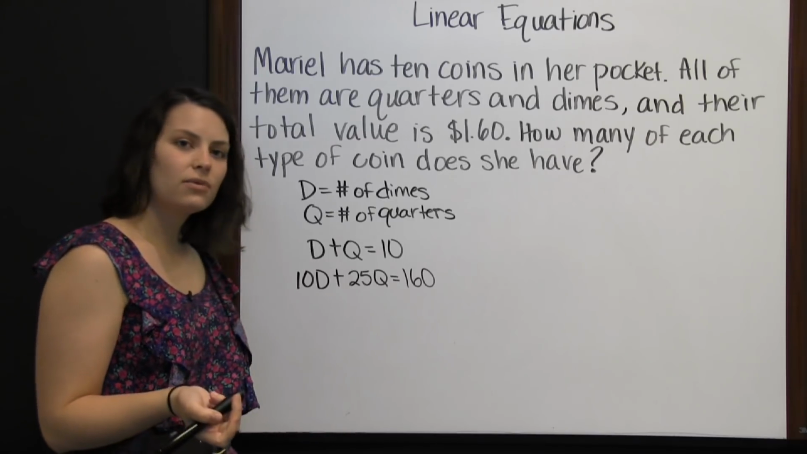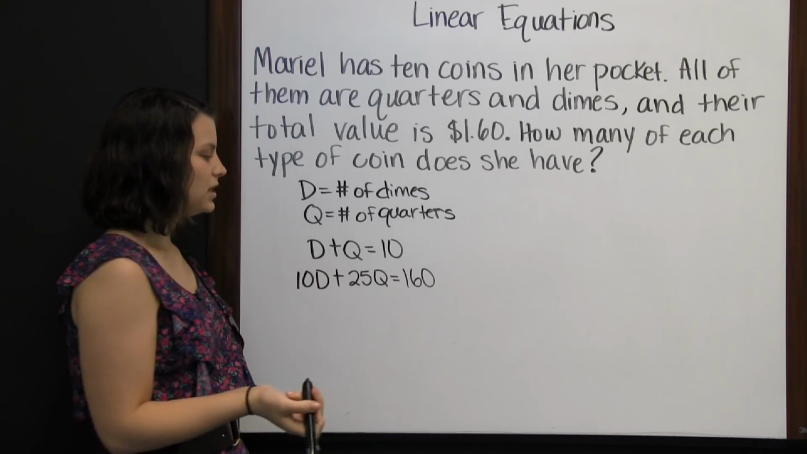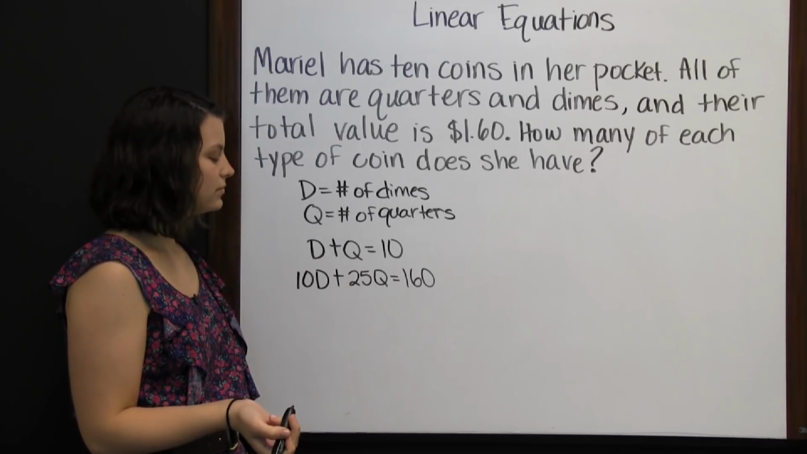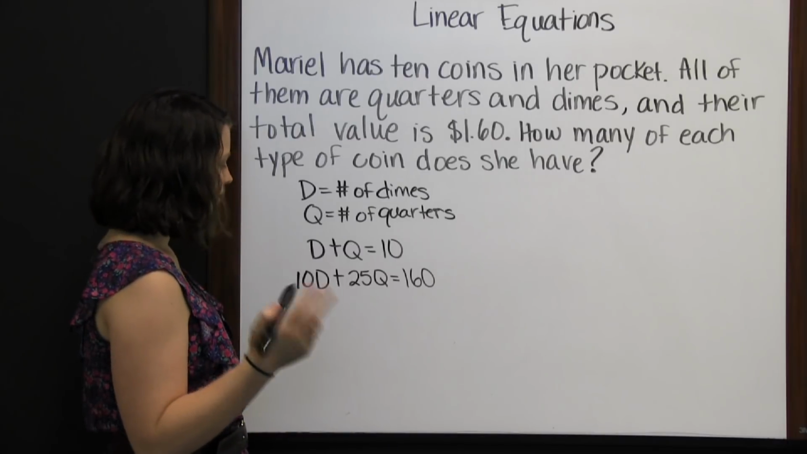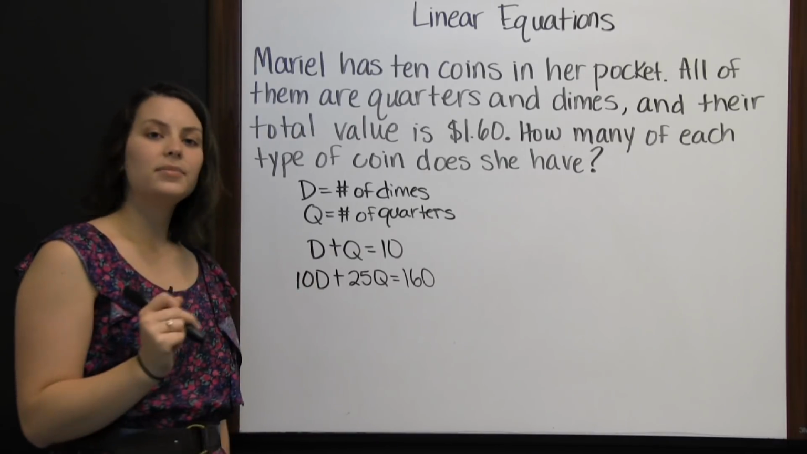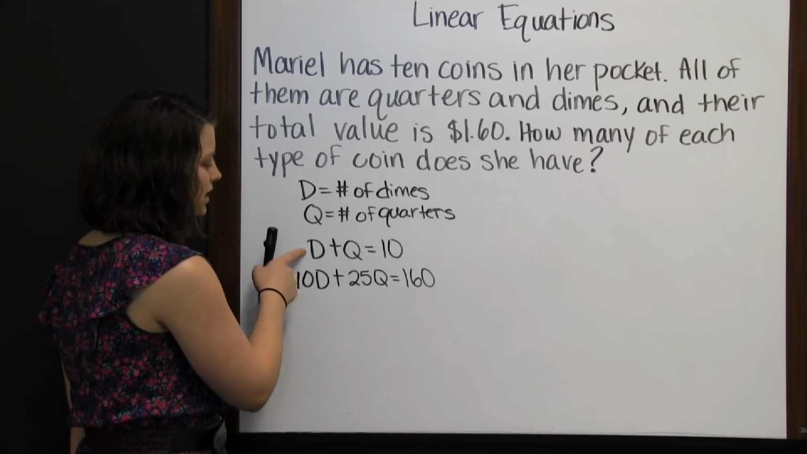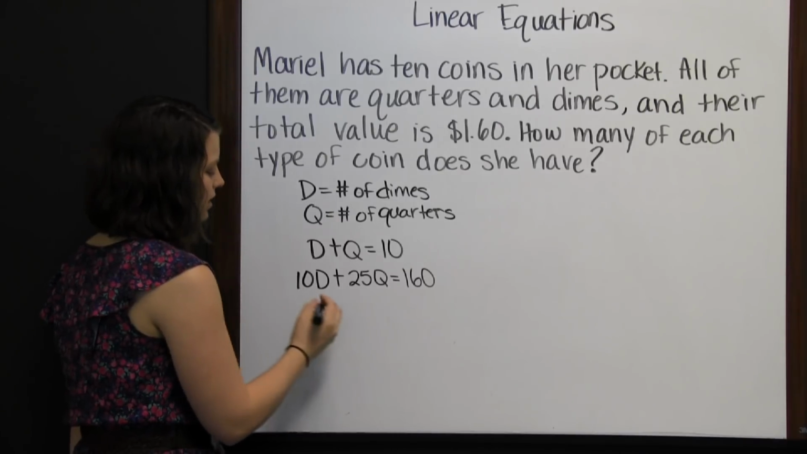Now to solve this system, we've got 3 options. We could graph both of these and see where they intersect. We could use substitution or elimination. And it's your choice. For this particular problem, I'm going to use substitution.